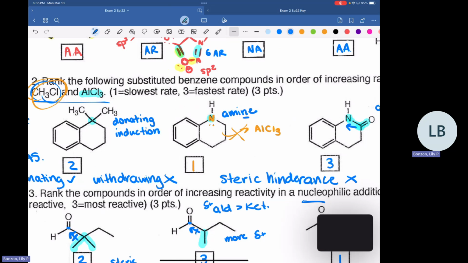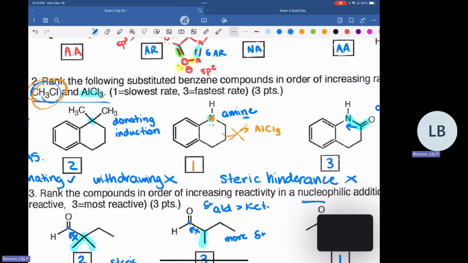Halides are actually going to be withdrawing. So they're withdrawing, but when we get to the reactions, they're going to be ortho-para-directing. It's kind of weird. They're like the weird exception, but they are withdrawing. So if you were looking at the amine versus the halide, then the halide would react more because the amine is just attacking the catalyst in this case.